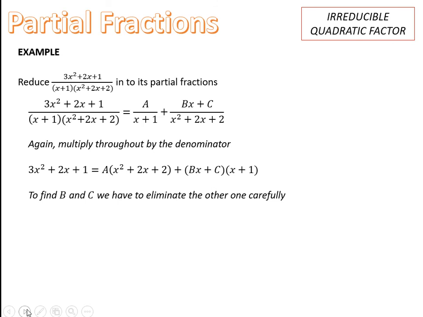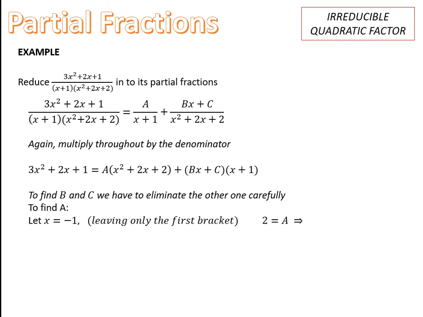So we're just substituting in numbers for x to eliminate the letters, or eliminate part of the brackets, so that we can solve to find the rest. Okay, so to find b and c, we have to eliminate the other one carefully. To find a, what we're going to do is let x equal minus 1. If we let x equal minus 1, it actually gets rid of the b and the c. By making this bracket equal to 0, b and c disappear, in which case we're just left with a, which is nice and easy to solve.